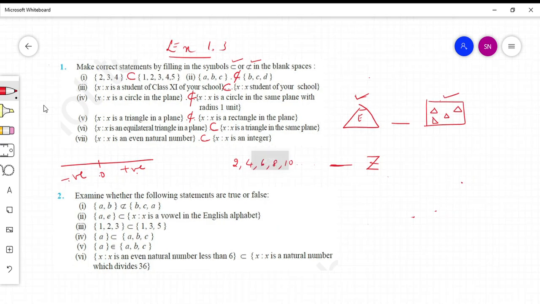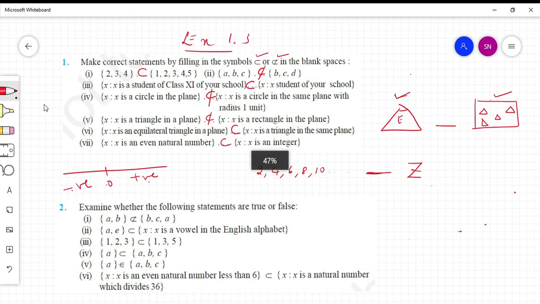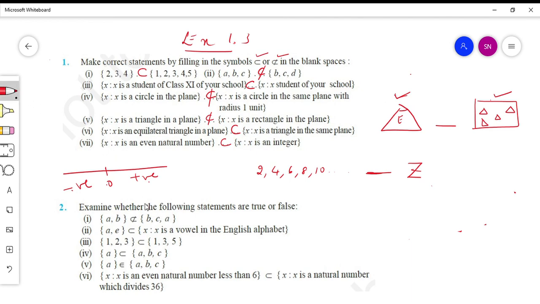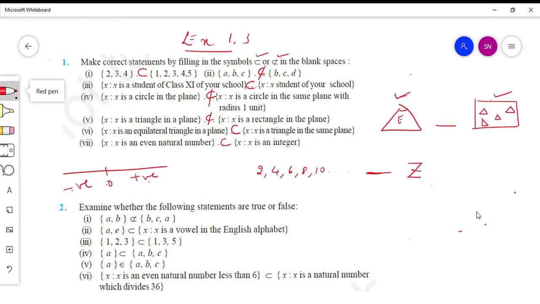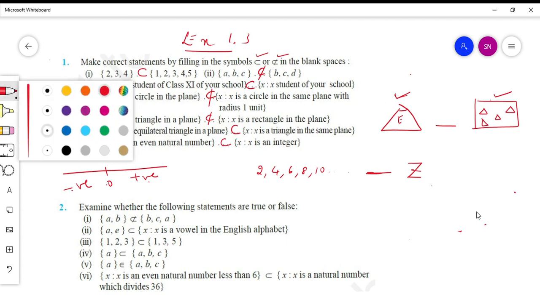No doubts. Okay. Now moving on to the next question. It says, examine whether the following statements are true or false. So when this variety of question comes, just tell whether it is true or whether it is false.